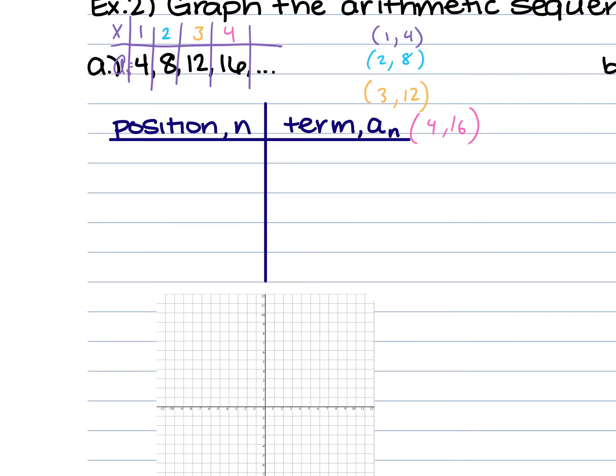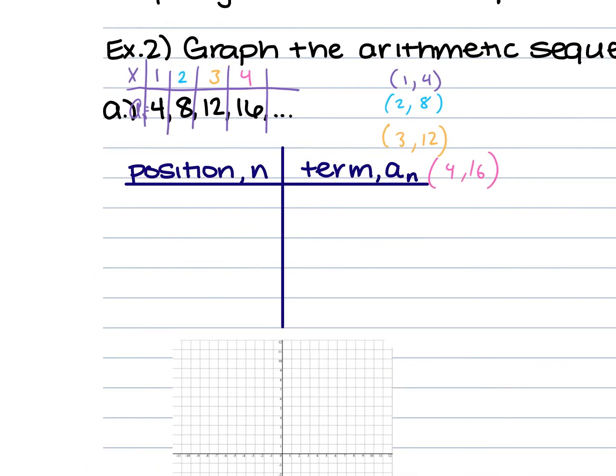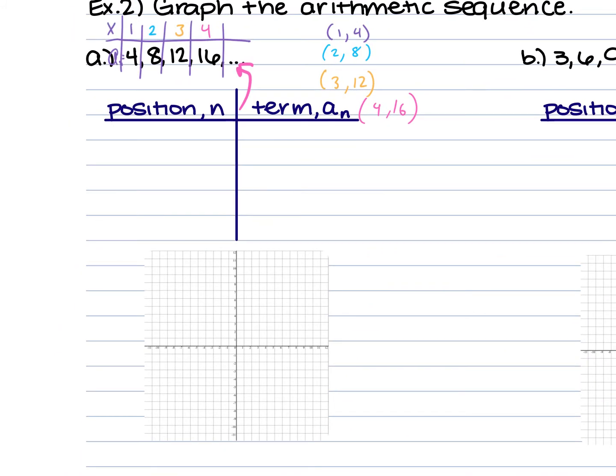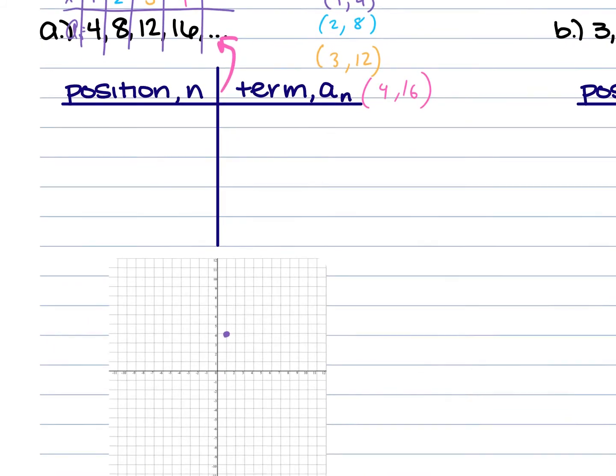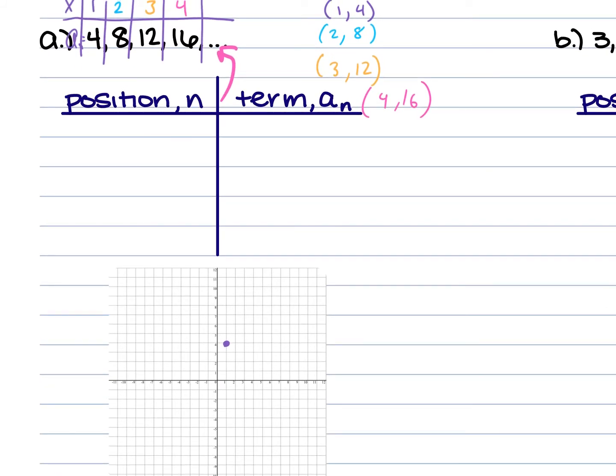So I kind of skipped this part because I made the table up here, so it's the same thing. But let's plot our points. So my first one is 1, 4. So I go to the right 1 and up 4. So there's my first point. My second point is 2, 8. Where would I put that? 2 to the right and 8 up. Awesome.